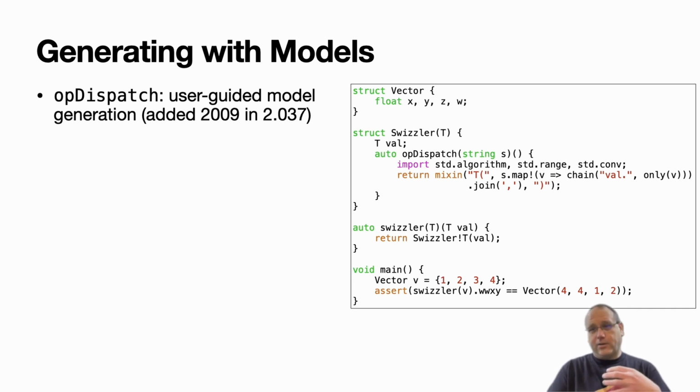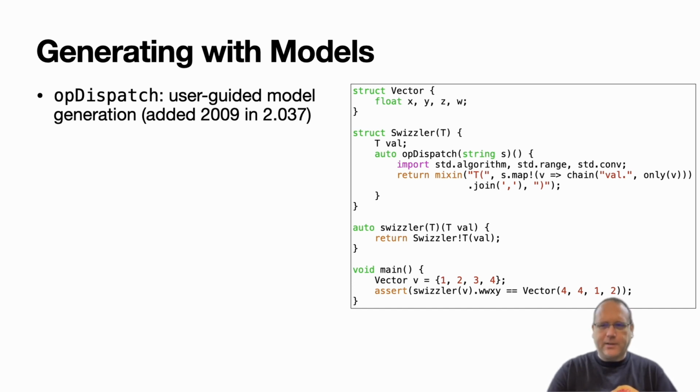This was actually added earlier, but I don't think it's really come into great use until more recently. Opt_dispatch basically takes any symbol that you give to it on a type and passes that symbol name into a template parameter string. Now, you can do anything you want with that, and you can still use constraints and things like that to determine whether you want to use it or not. And this is kind of an example.